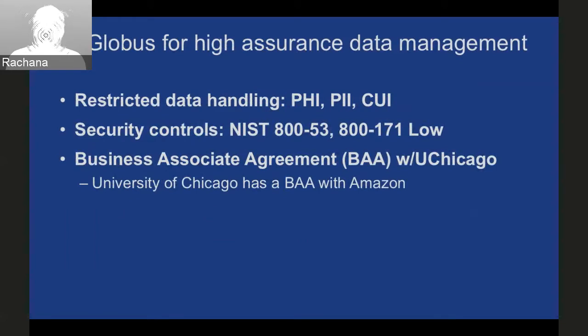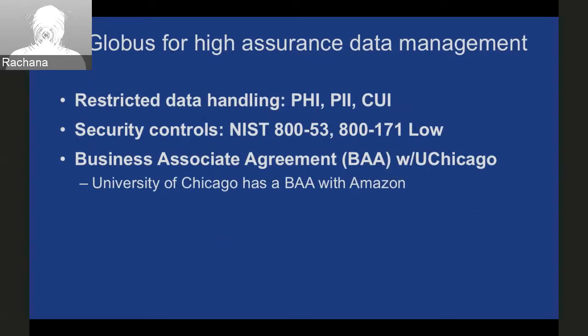So with the new product offering, you can use Globus for handling restricted data, whether it's PHI, PII, or controlled but unclassified data. To be able to do this, we have worked with the University of Chicago's security office, and we've got Globus to be compliant with these NIST controls, 800-53 and 800-171 low. So the hosted service now applies all these security controls, and so you can use Globus for managing the protected data.